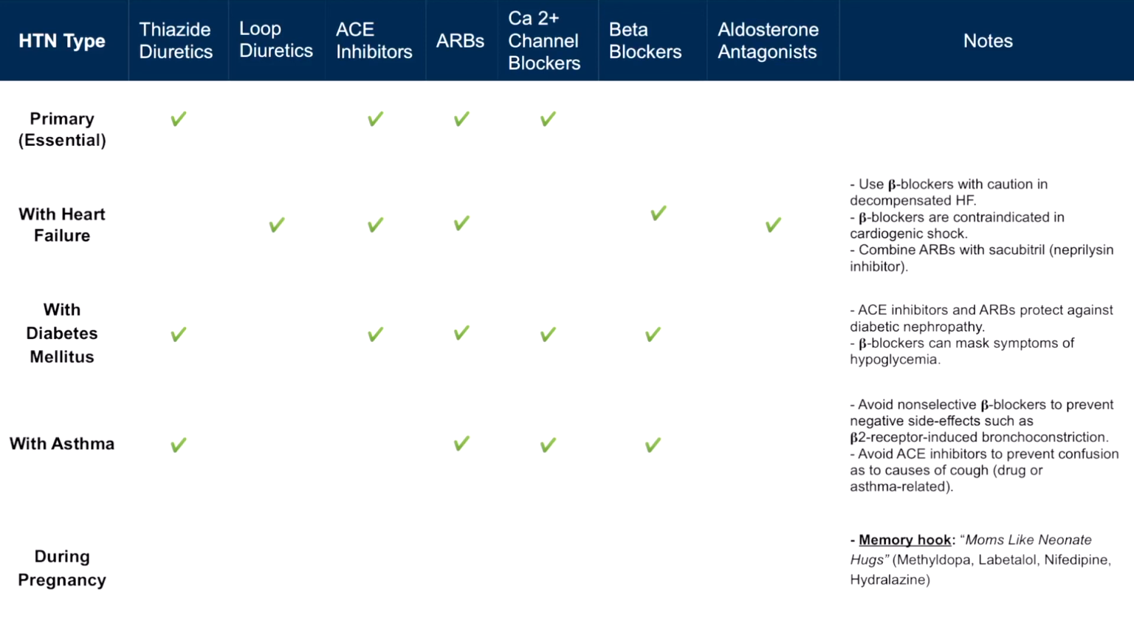And to help orient you, if you look at the leftmost column, we have the hypertension type. For example, primary hypertension, also called essential hypertension, hypertension with heart failure, hypertension with diabetes, hypertension with asthma, and hypertension during pregnancy. And along the top, we have the different types of medications. For example, thiazide diuretics, loop diuretics, ACE inhibitors, angiotensin receptor blockers, calcium channel blockers, beta blockers, and aldosterone antagonists.